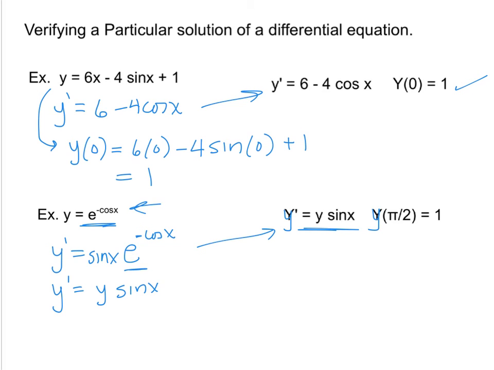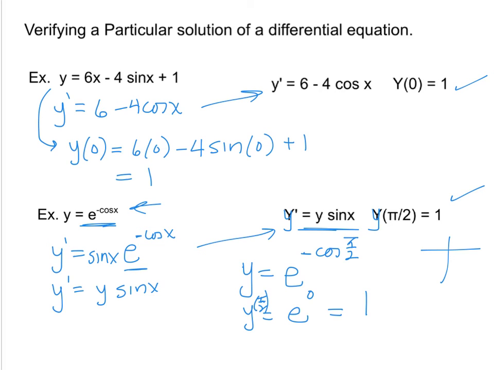Okay, this one is. All right, so let's put in then the value that was given. So I'm going to go back to the original equation, y equals e to the negative cosine of pi over 2. And the cosine of pi over 2, this is where cosine is 0. So this is the same thing as e to the 0, which equals 1. So y of pi over 2 is equal to 1, and that also verifies the particular solution. So the function is a particular solution. So we're going to do more of these in class.